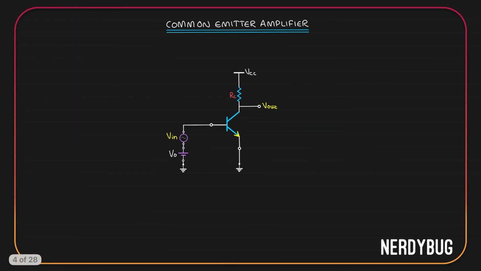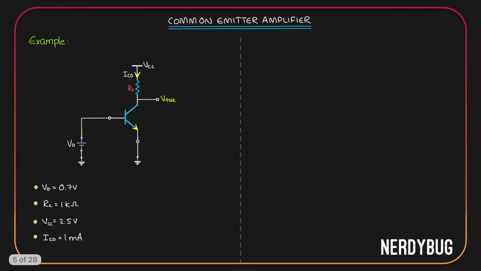Now, let's take a basic common emitter amplifier. I have given the VCC supply in the collector. I have the collector resistor, which will also act as the load in this case. I have given V0 for biasing. Input is given at the base. Output is taken from the collector. Let's take some values for example.